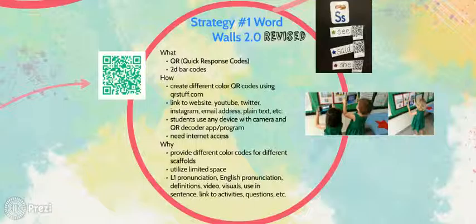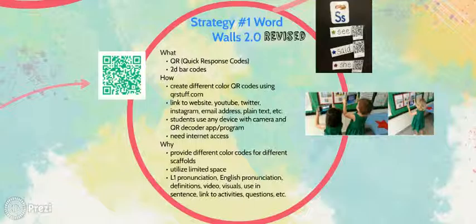So why do we want to incorporate these QR codes? Well, we can provide different color codes for different scaffolds. For instance, you could use the color green for an L1 pronunciation and the color yellow for L2 pronunciation. You could use the color blue for definition. You could use the color purple to link to videos.